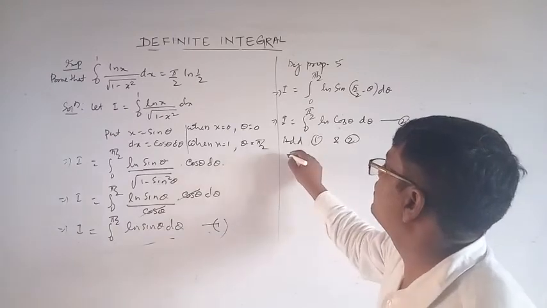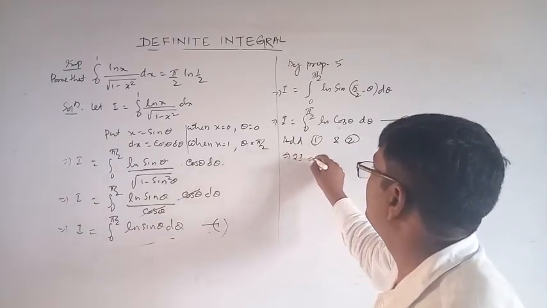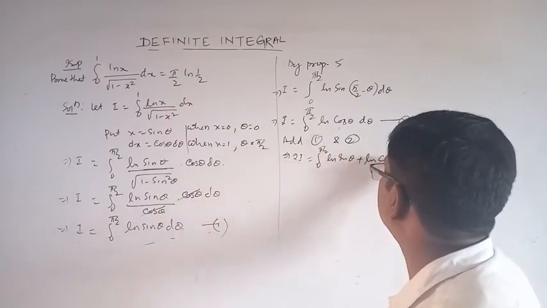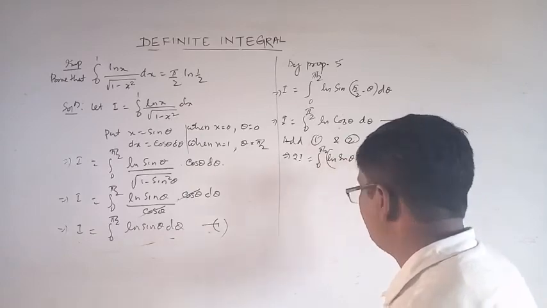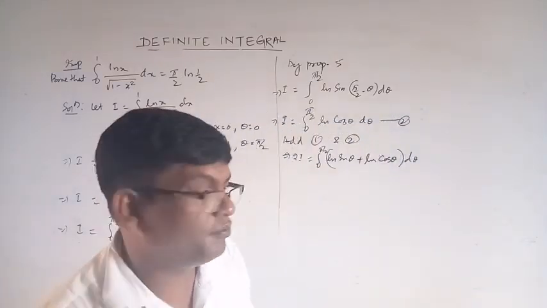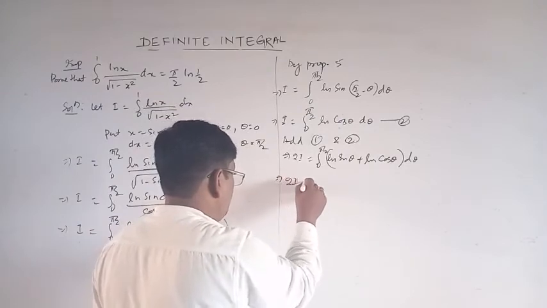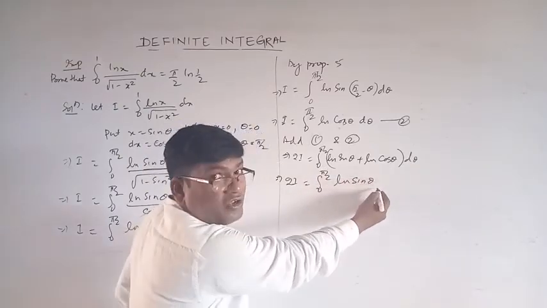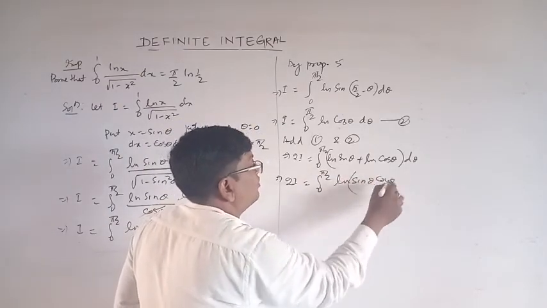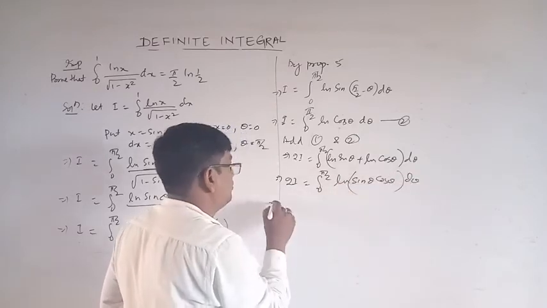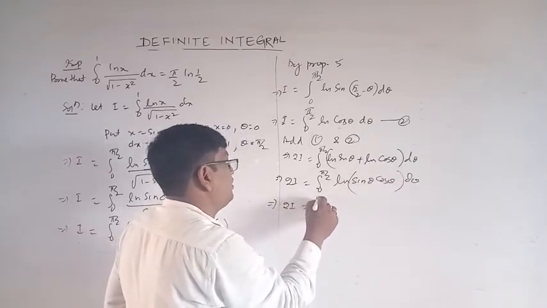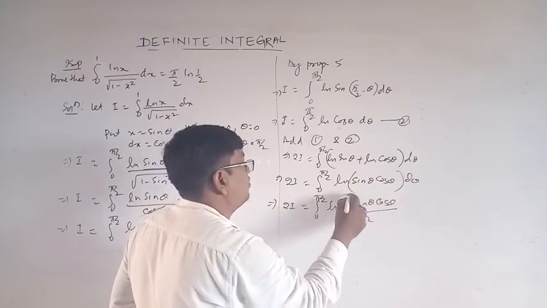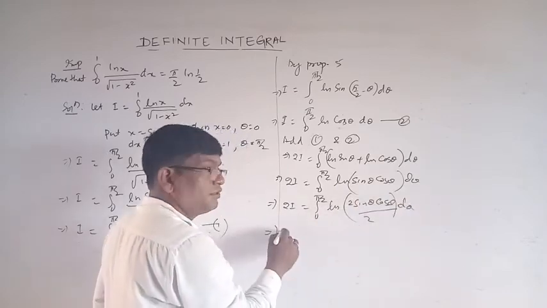That is, 2I is equal to the integral from 0 to pi by 2 of log of sin theta plus log of cos theta d theta. So 2I is equal to the integral from 0 to pi by 2 of log of sin theta into cos theta. Multiply and divide by 2: 2I is equal to the integral from 0 to pi by 2 of log of 2 sin theta into cos theta by 2 d theta.